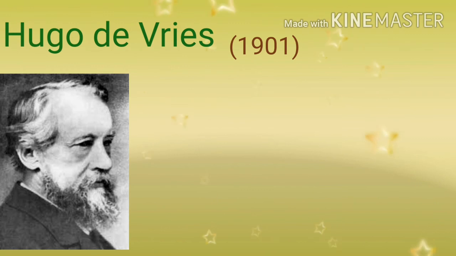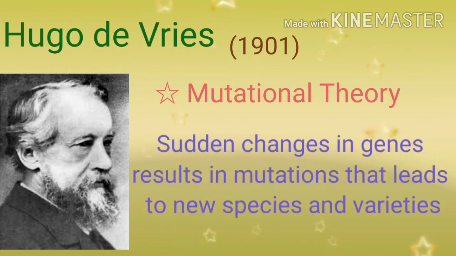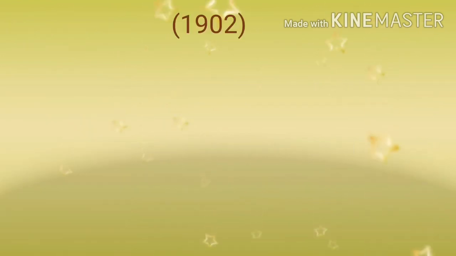In 1901, Hugo de Vries put forth the mutational theory, according to which mutation is a jerky process where new varieties and species are formed by mutations that function as raw material of evolution, and hence the reasons behind the sudden changes were understood due to the mutational theory.